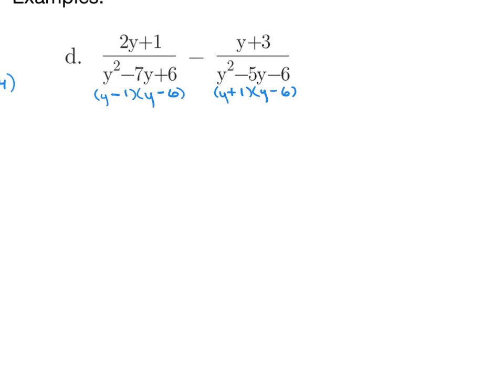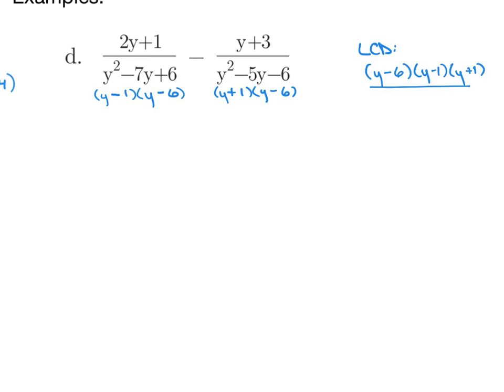So now let's find our LCD. Our LCD, let's see here, we have a y minus 6 that is present in both. We have a y minus 1 in the first one, and we have a y plus 1 in the second one. So here is my LCD.